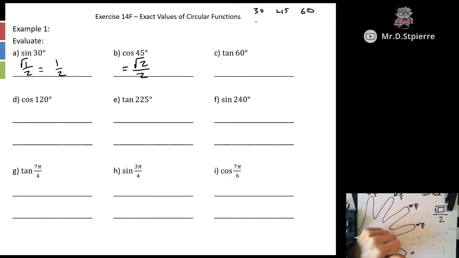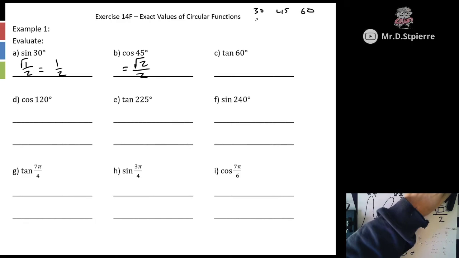we know this is 1 on root 3, so that's 1, and that is root 3. You can always build a little table. Tan of 60, so that's going to be root 3.